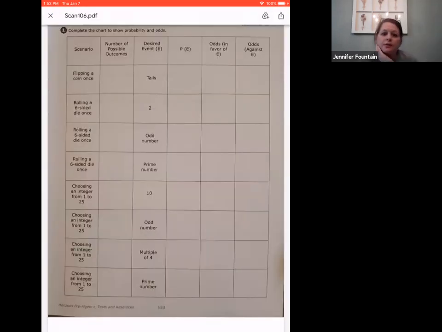All right, so what I'm going to do is I'm going to share this with you, and we're going to work through a couple of these columns. And then I'm going to email this to you for you to either copy onto a piece of paper and finish up for homework, or you can print the sheet and write directly on it. It's up to you, depending on if it's easier for you just to do a whole new sheet of notebook paper, or if you want to print it. So this goes through probability, odds in favor, and odds against, okay?